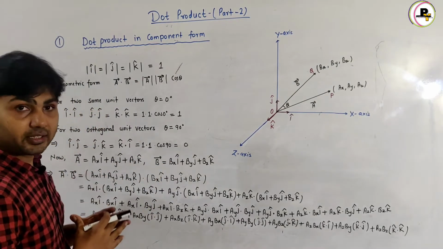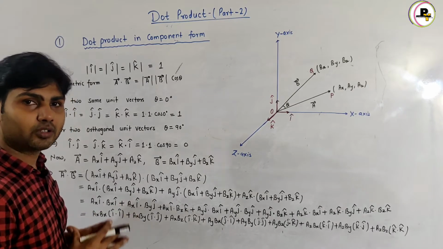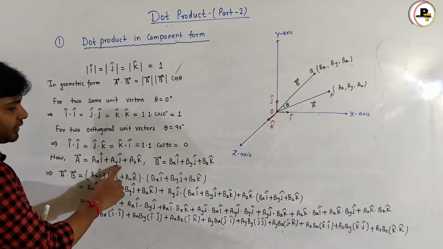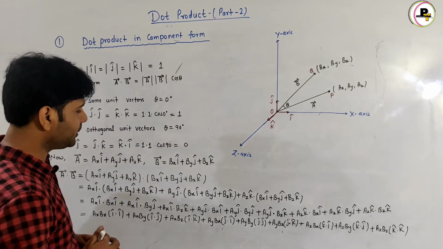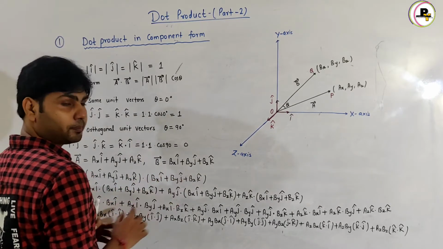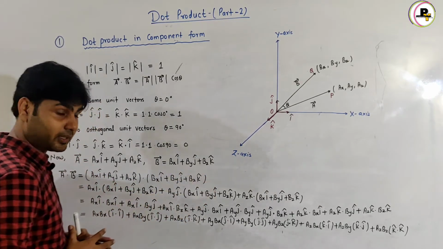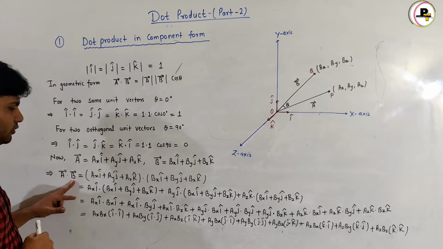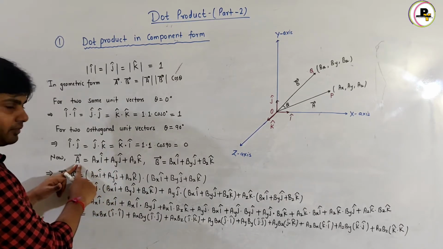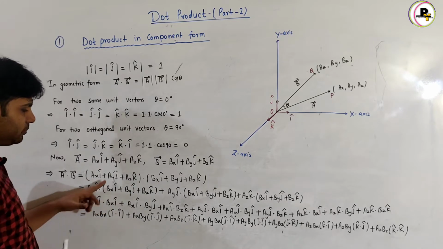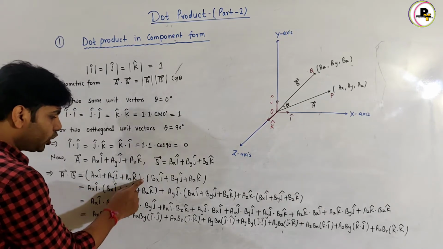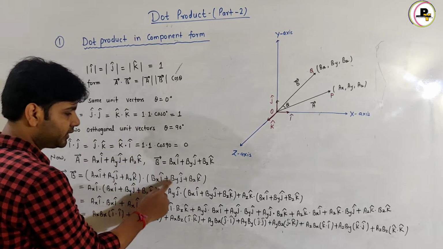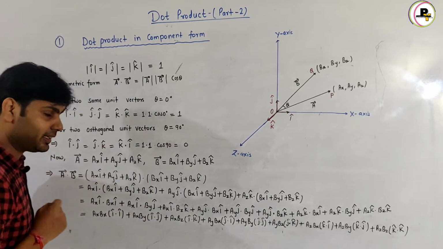Now let us represent vector A and vector B in terms of their rectangular components. So I can write vector A equals AX i cap plus AY j cap plus AZ k cap, and vector B equals BX i cap plus BY j cap plus BZ k cap. If I take the dot product of these two vectors, then A dot B is equal to, in brackets, AX i cap plus AY j cap plus AZ k cap, dot, in brackets, BX i cap plus BY j cap plus BZ k cap.